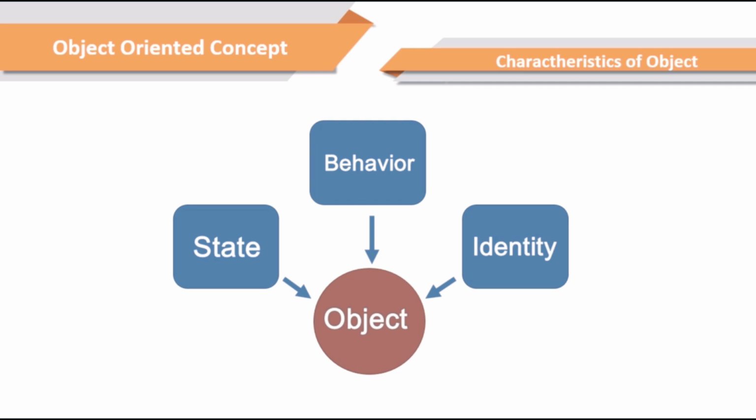So let's think about maybe a car, and let's call it a Ferrari. The color is red. The model is 2015. These are the states, right? So this car starts and stops. So starting and stopping are behaviors.